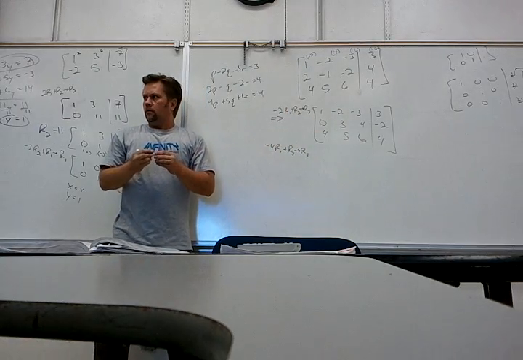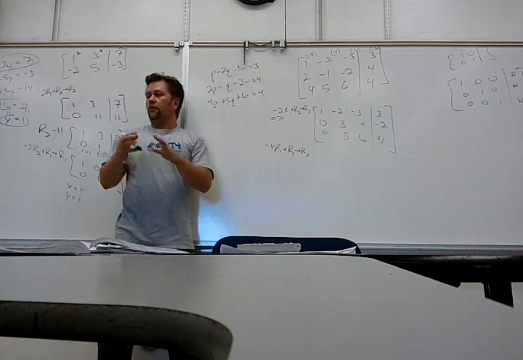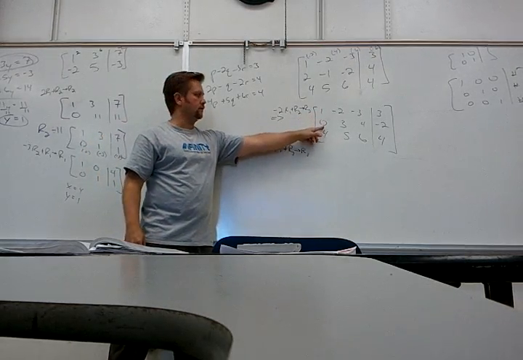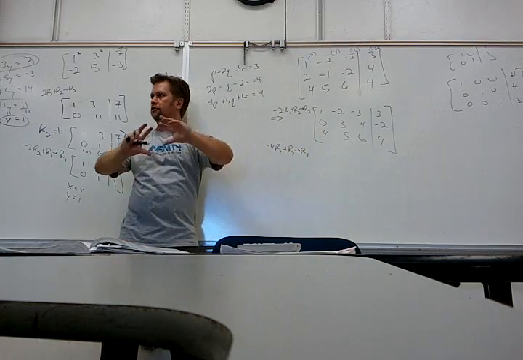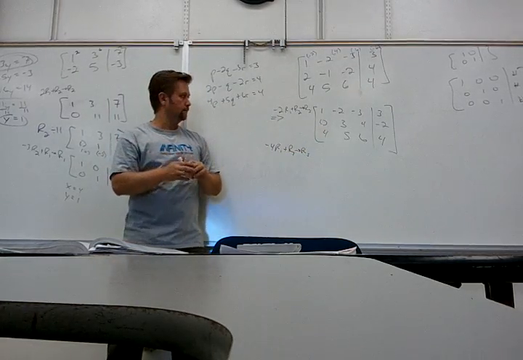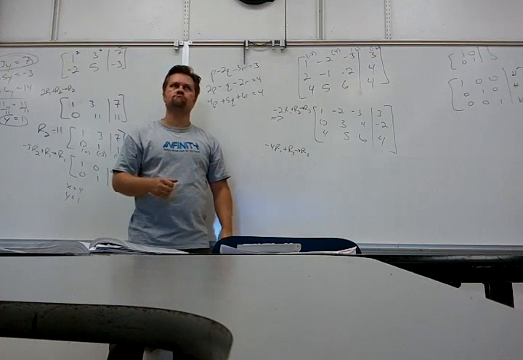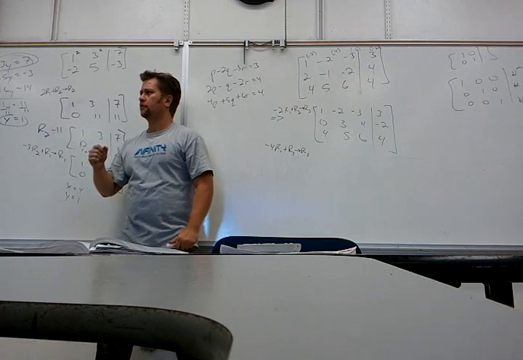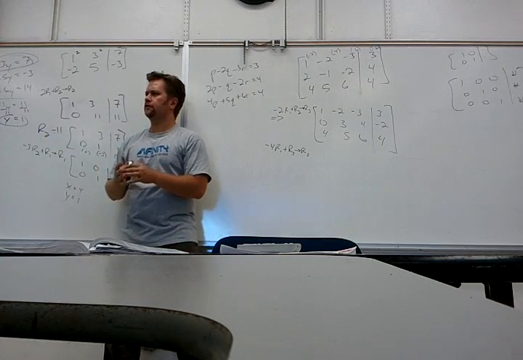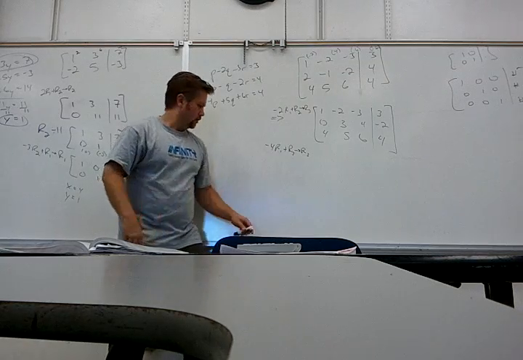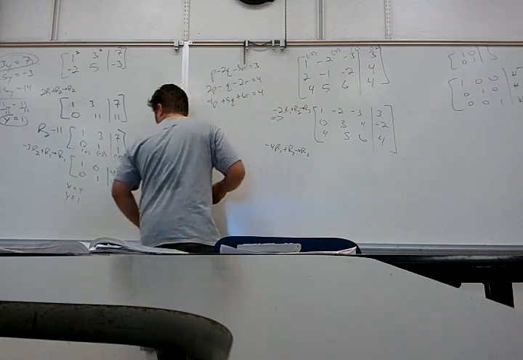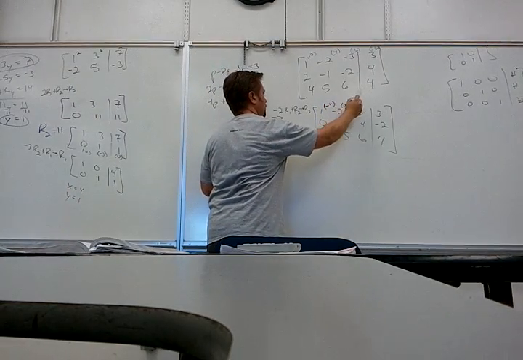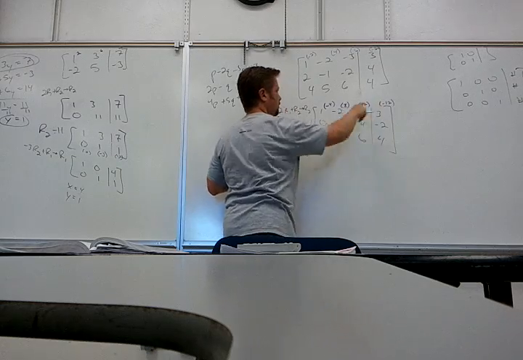If you ever wanted to, you can switch rows. In this case, it wouldn't make sense because I got my 1 there like I want, I got my 0 there like I want. I just want to make a 0 there. I don't want to switch anybody. Row 2 and row 1? If you wanted to, sure, but there's really no reason for it. So if I multiply this first row by -4, I get those, right?